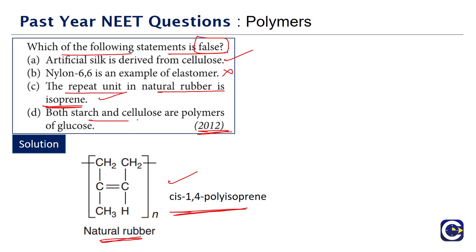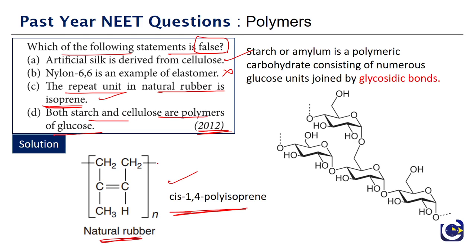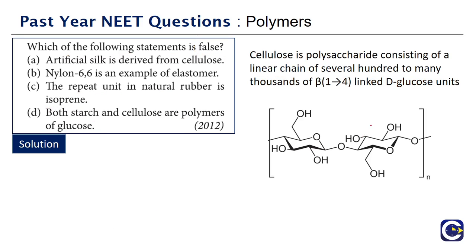Option D is: both starch and cellulose are polymers of glucose. So this is a question related to the biomolecules chapter also, because there we'll study in detail about the structure of glucose and how the starch and cellulose are formed from the glucose. So what is the starch? We can also call it amylum. It's a carbohydrate polymer. The glucose units will be joined by glycosidic bonds. We'll talk about this in biomolecules because it is not so much required here, but what is required is that the repeating unit of starch is glucose.